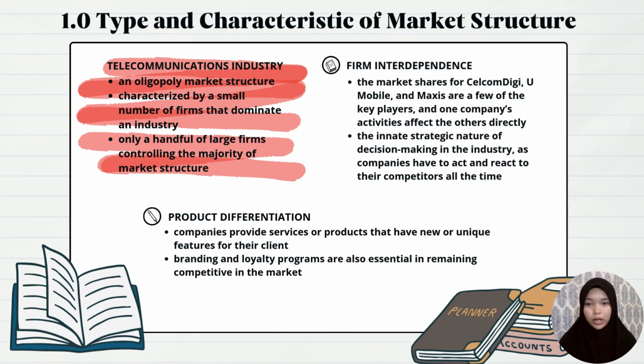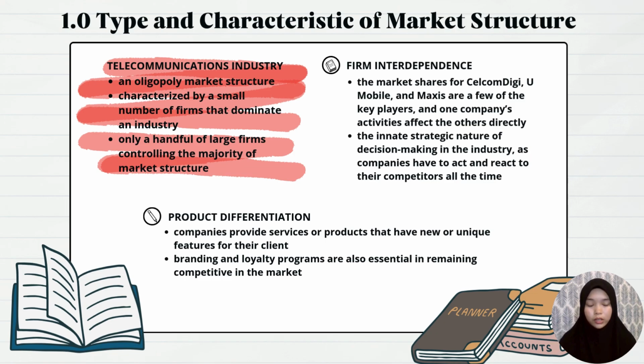Next, I will explain about the type and characteristic of market structure for telecommunications industry. Telecommunications industry is an oligopoly market structure. An oligopoly is a market structure characterized by a small number of firms that dominate an industry. An oligopoly only has a handful of large firms controlling the majority of the market.